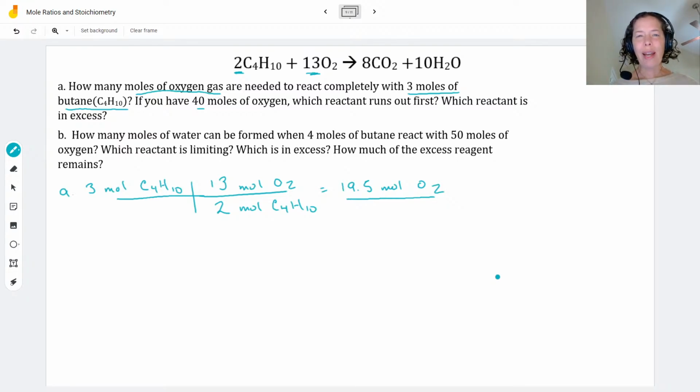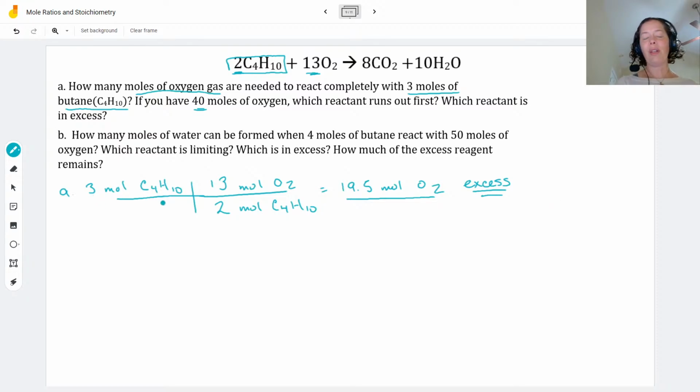How much O2 do I actually have? Well, the problem tells me that I have 40 moles of O2. So I have so much more O2 than I need. So O2 is in excess. What does that mean? That means that butane is limiting. Okay, but let's test the other way as well.